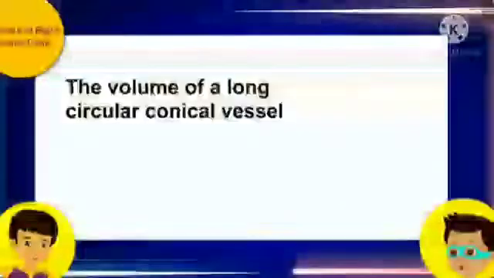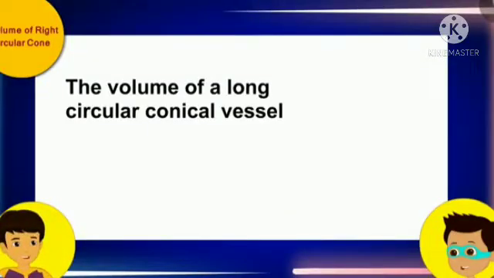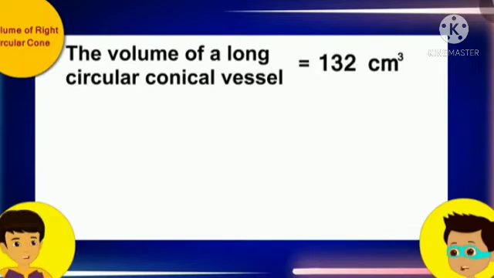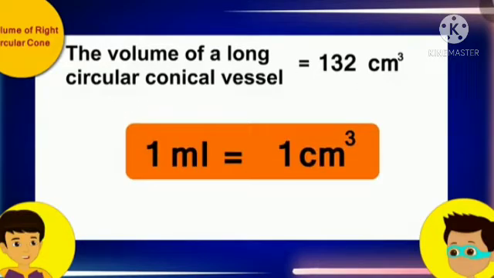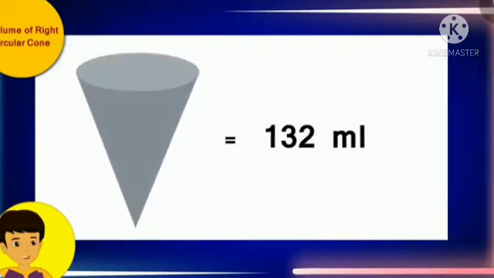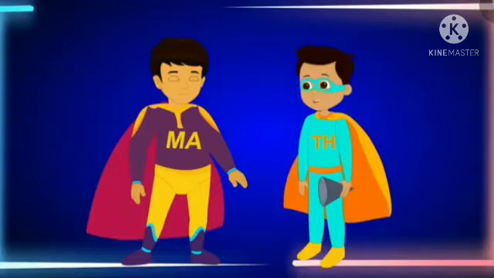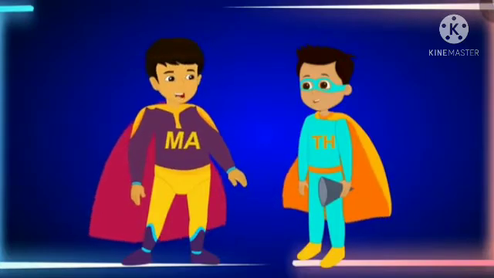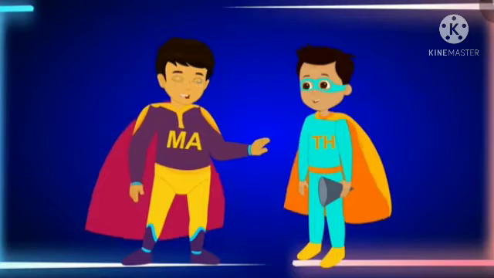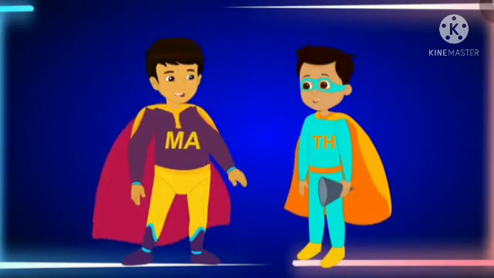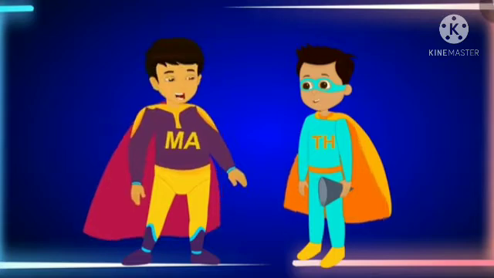The volume of the right circular conical vessel is 132 cubic centimeters. And we know that 1 milliliter is equal to 1 cubic centimeter. Therefore, we can say that 132 milliliters of water can be filled in this right circular conical vessel. Let us go back to our world, Thomas. Then, as a way of thanking your mother, we will set ice cream for her in this conical vessel.